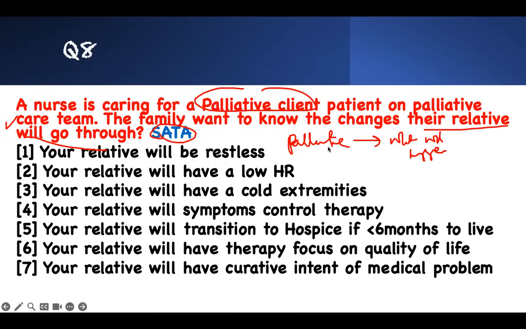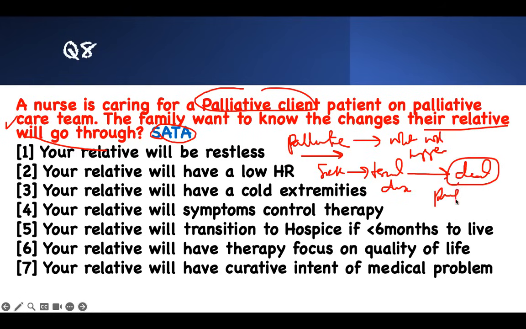You have to understand the word palliative. People get sick, they have a terminal disease, we cannot fix it, so they will eventually die. But what kind of death do you want? Is it painful or peaceful? Palliative is a form of peaceful death. All we care about is quality of life. Quality of life, that's the word here.